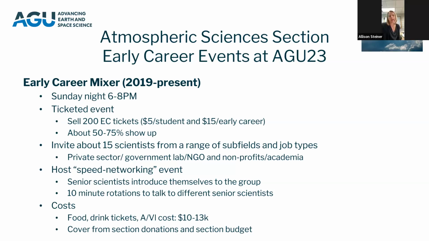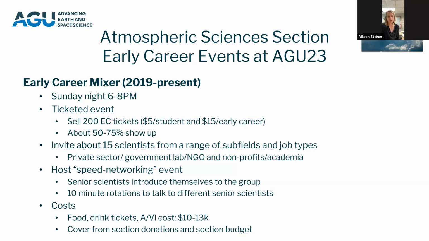This is one thing we've tried to figure out: how do we get more people to actually show up? And then at the mixer itself, we invite about 15 scientists from a range of subfields within atmospheric sciences, as well as different job types. We're trying to bring in people from the private sector, from government labs, NGOs, and other nonprofits, as well as academia. And we host it as a speed networking kind of event.